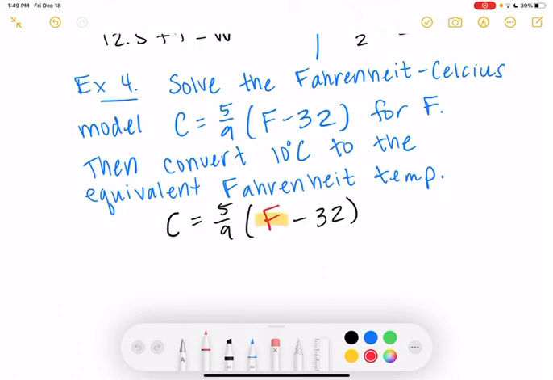I'm just going to do some side work here. Is 5/9. We can multiply by the reciprocal, right? Because that 9 over 9 would be 1. 5 over 5 would be 1. It would go away. So let's go ahead and do that. Let's multiply both sides by 9/5.